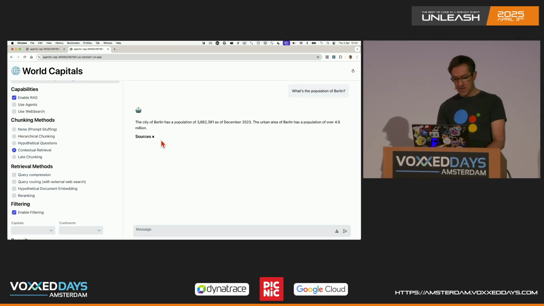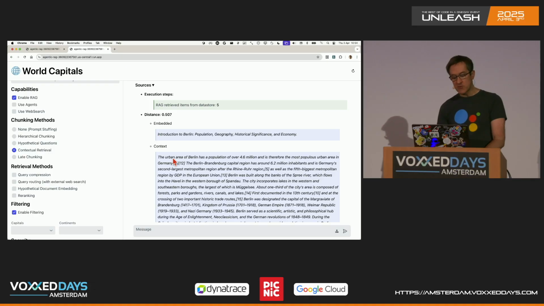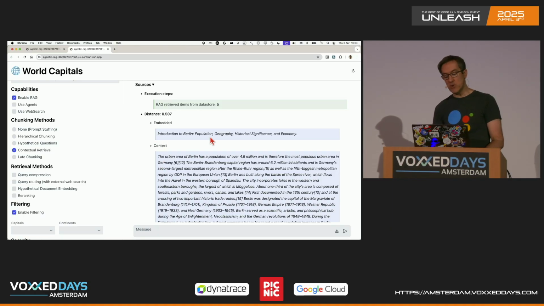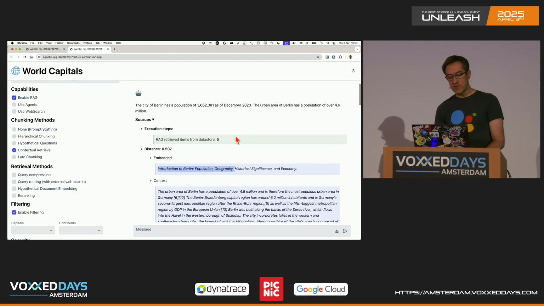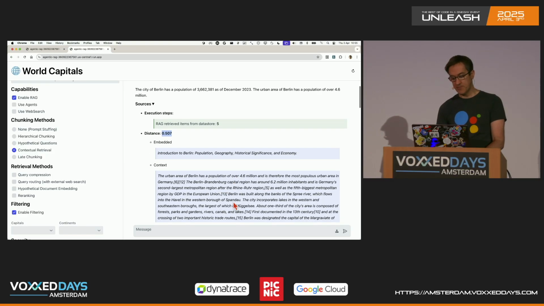Okay. So the city of Berlin, and so on. It gives a very precise answer. And you're going to see, let's come back here. For example, this paragraph was from the prompt that we showed earlier. This actual paragraph is about the introduction to Berlin, the population, the geography, etc. So it matches quite well with the actual question, what's the population of Berlin? Because it contains both Berlin and population. So it gives quite good small distances, okay?